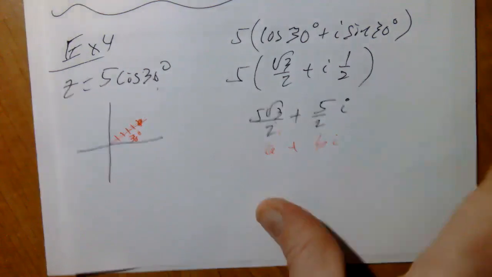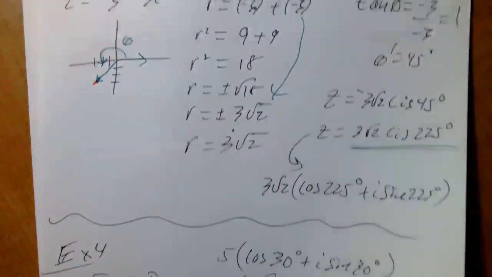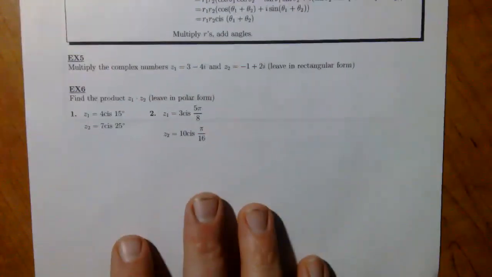Okay, so step 1, being able to convert back and forth from polar to rectangular.